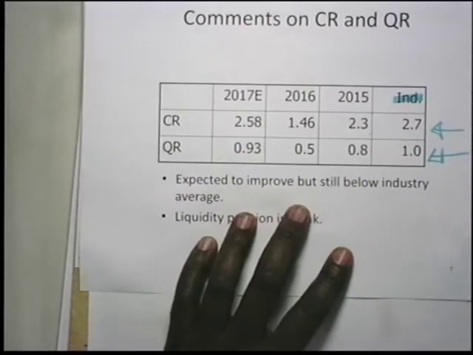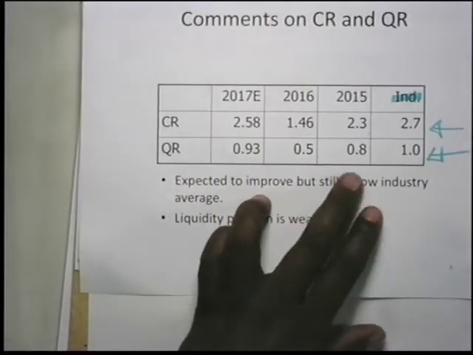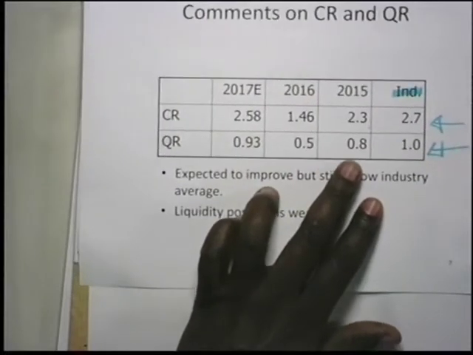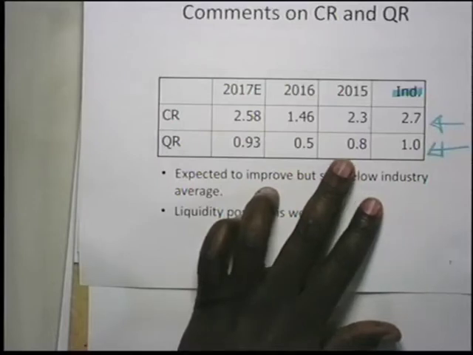1, which is 1:1, which is good, the ideal one. Let's look at our situation. In 2015, we were 0.8:1, below industry average. So it means we only had 80 cents for every dollar that needed to be paid in the short run, that is within the 12 months.